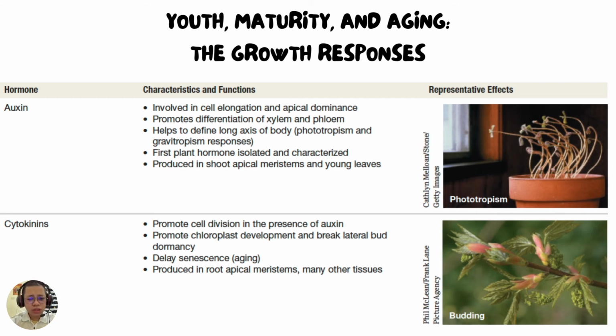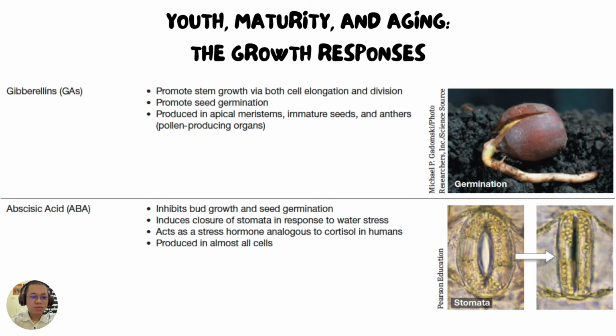We also have the cytokinins, which are responsible for budding. They promote cell division in the presence of auxin, promote chloroplast development, and break lateral bud dormancy. They delay senescence, or aging, and are produced in root apical meristems and many other tissues. We have the gibberellins, or the GAs.